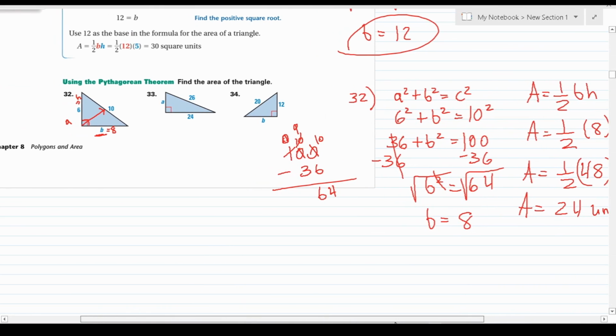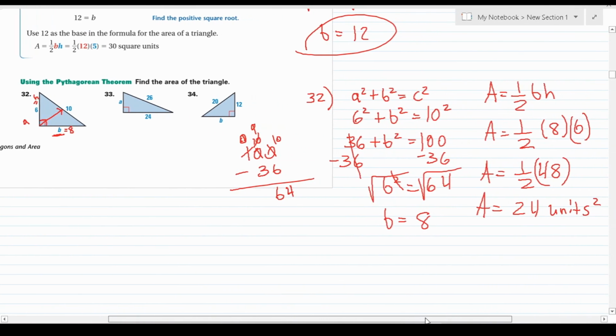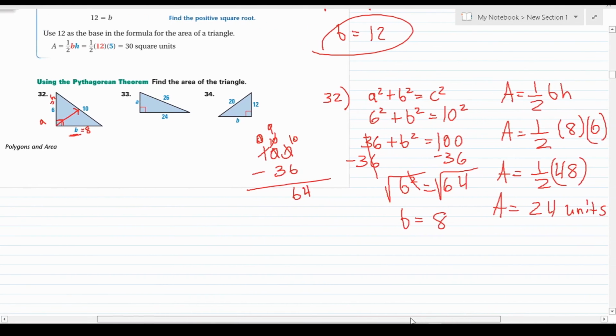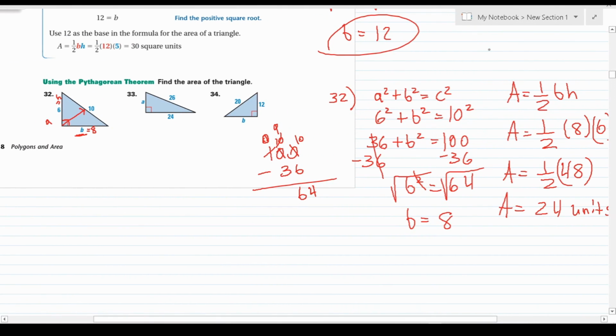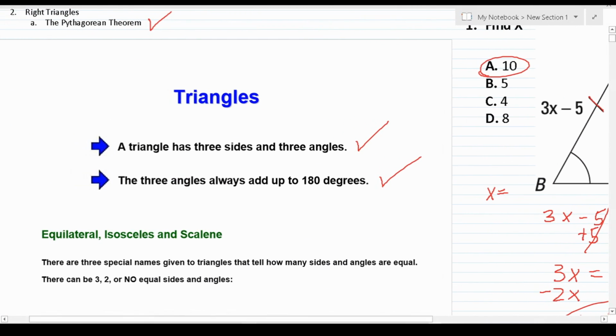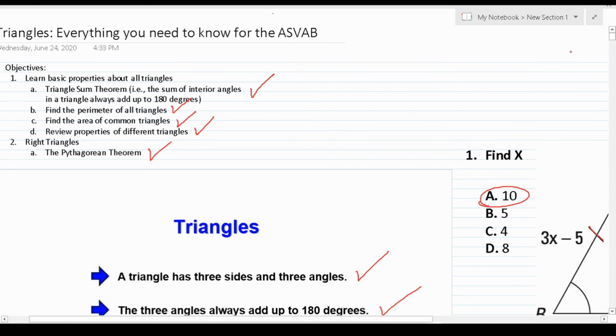And I wrote units because they didn't give us a measurement of the side in terms of feet, inches, or anything like that. So that's all there is to today's video. Again, these are some very simple concepts that might be tested on the ASVAB. You'll definitely see a question in which you have to find the area of a triangle. So hopefully you have a good understanding of that now that I've discussed it in this video.